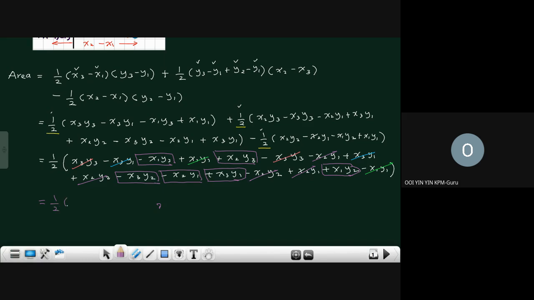What's left here is that you have six terms. We want to arrange the positive ones first. So where are your positives? Here, one, two, three. We start with x1 y2, plus x2 y3, and then x3 y1. We arrange in the sequence x1, x2, x3 first.